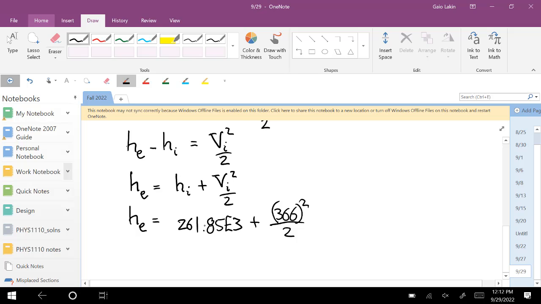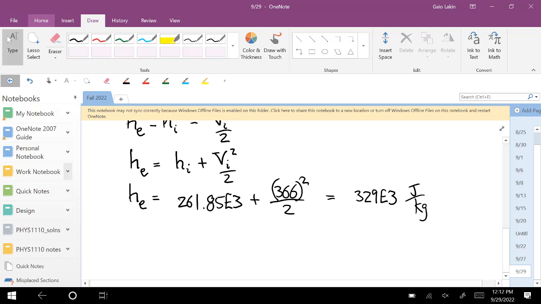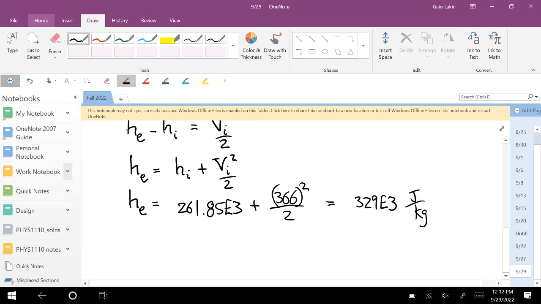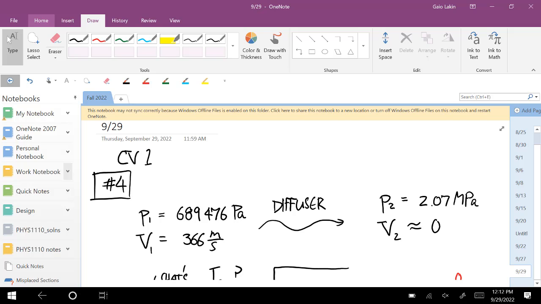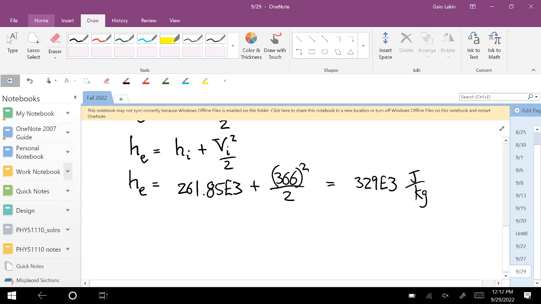Okay. And so this enthalpy at the exit is 329 times 10 to the third joules per kilogram. Okay, so now what we know at the exit is we know an enthalpy and we know a pressure. And if we had a complete enough table, we could just look this up.